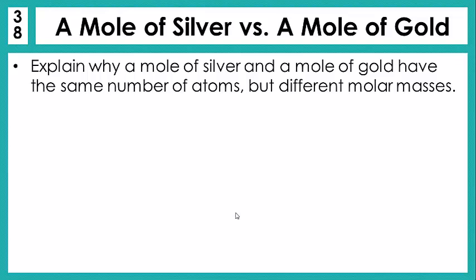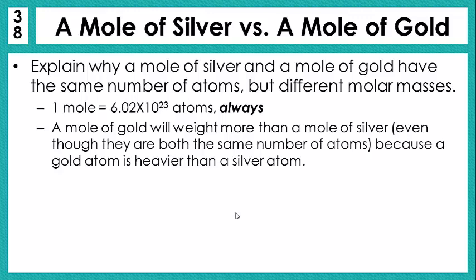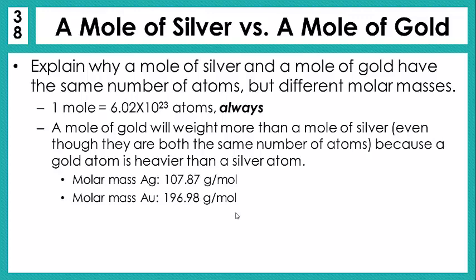Explain why a mole of silver and a mole of gold have the same number of atoms but different molar masses. So a mole is always 6.02 times 10 to the 23rd atoms. A mole of gold will weigh more than a mole of silver because a gold atom is heavier than a silver atom. So even though they have the same number of atoms, a gold atom is heavier than a silver atom. So the molar mass of silver is 107, and the molar mass of gold is 197. So it weighs much more.